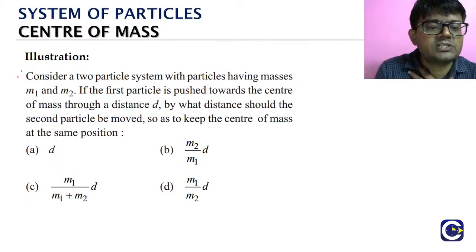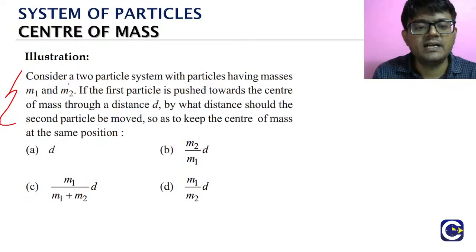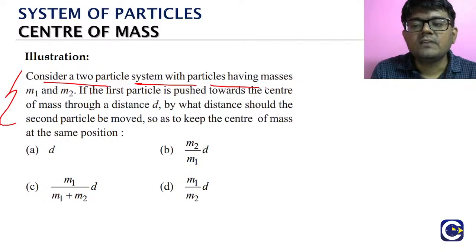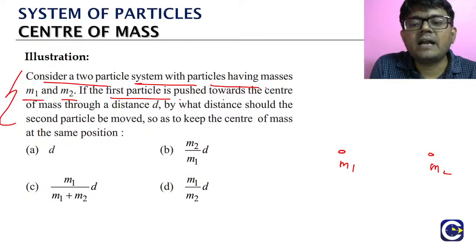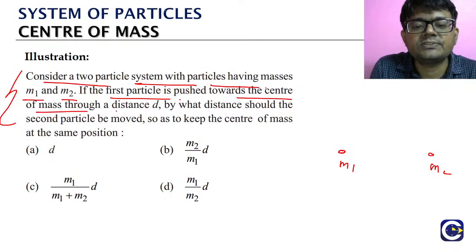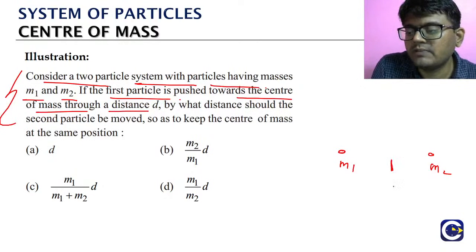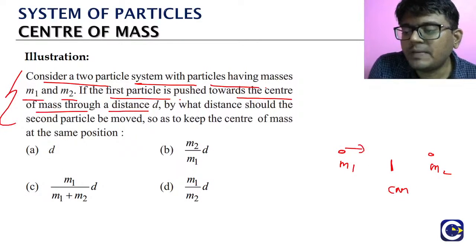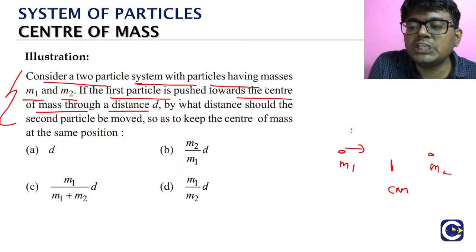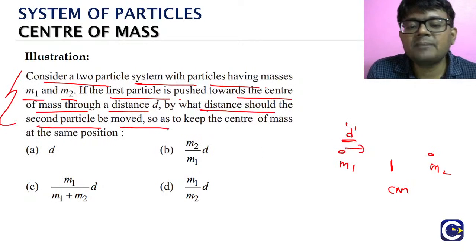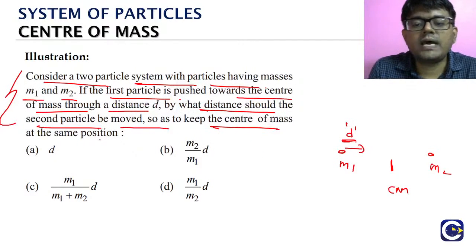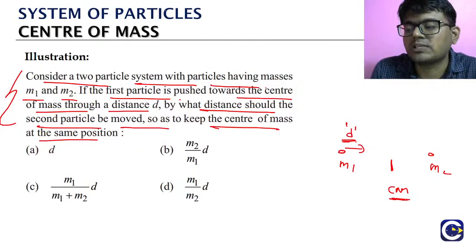Look here, this is another straightforward question, same concept. Consider a two particle system with particles having masses m1 and m2. Okay? So we have m1 and m2. If the first particle is pushed towards the center of mass through a distance d. Suppose somewhere we have the center of mass. The first particle, m1, we are pushing it by a distance d. By what distance should the second particle be moved so as to keep the center of mass in the same location?